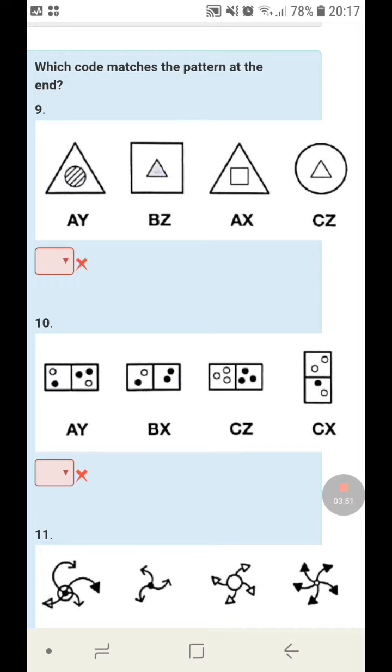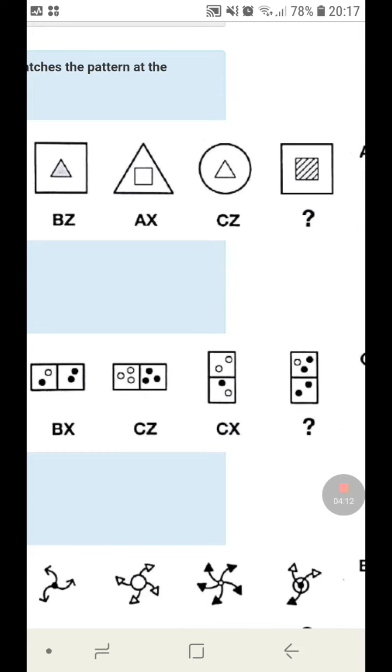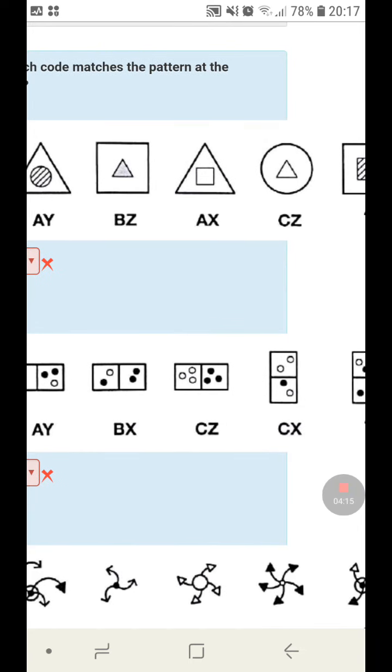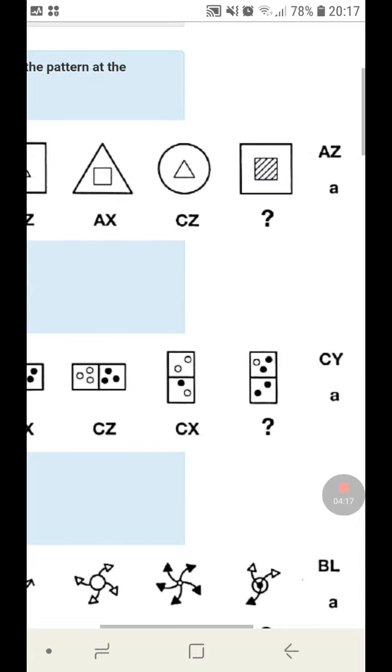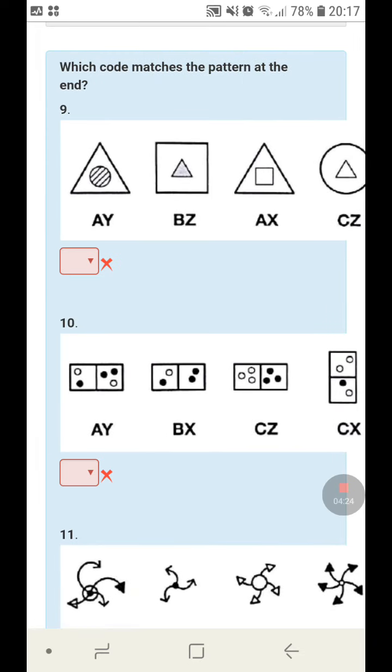So we know the first letter is the outside big shape: A for triangle, B for square, C for circle. Inside, X for square, Z for triangle, and Y for circle. Now the mysterious pattern we have got is a square inside a square. Therefore, it's BX. Now we just need to look for BX. Is BX in the options? Yes, E. Therefore, E is the correct answer.